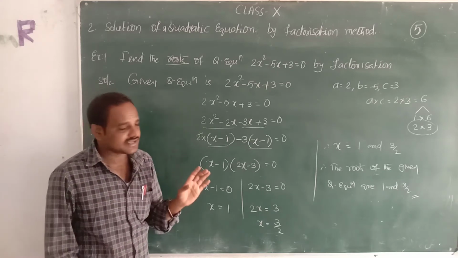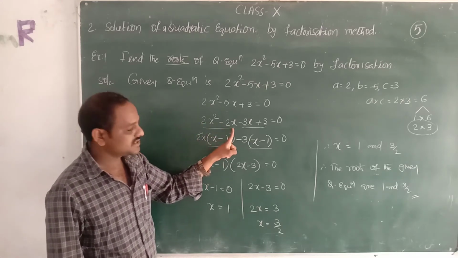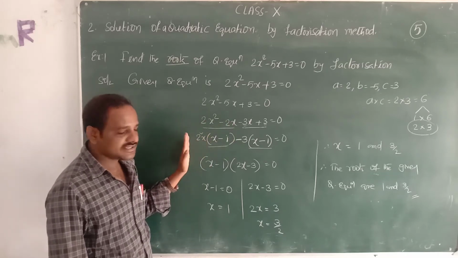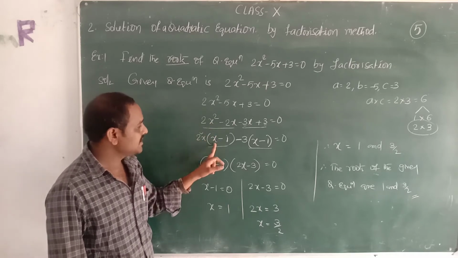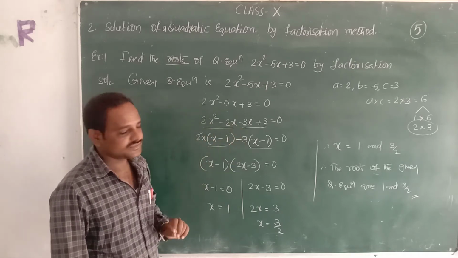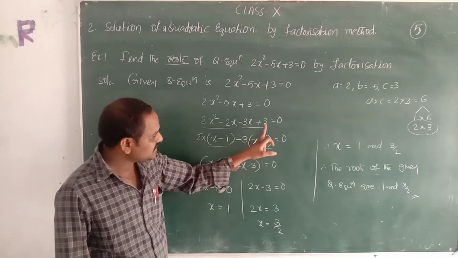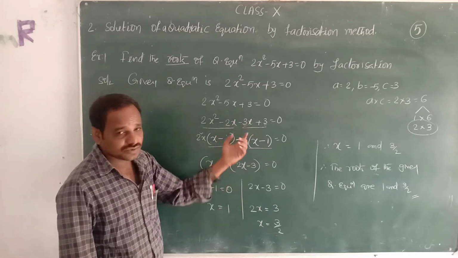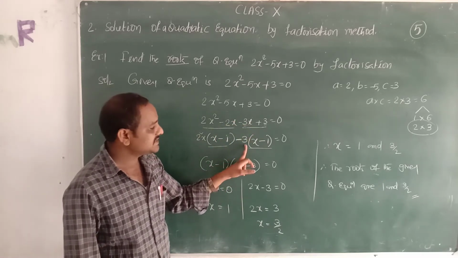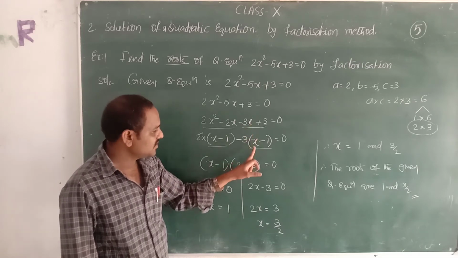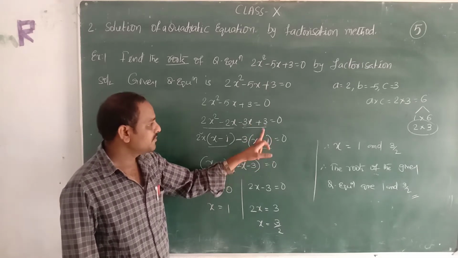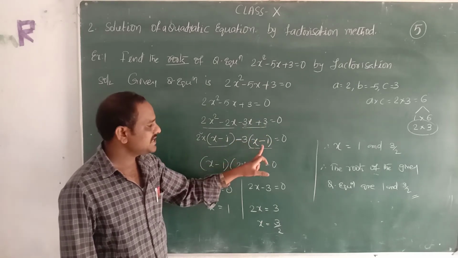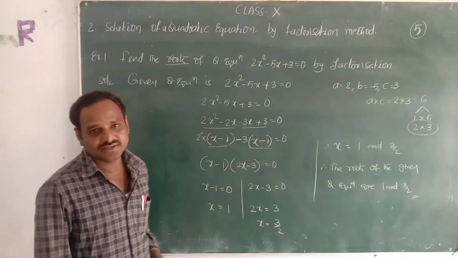So when you observe exactly, from these two terms 2x is common. By taking 2x common, the remaining terms are x and minus 1. Now which one is common from these two terms? 3 is common, but here I took minus 3 as common. By taking minus 3 as common, the remaining terms are x and 1, but the plus becomes minus since we took minus as common. Okay, so we got 3 into x minus 1 equal to 0.